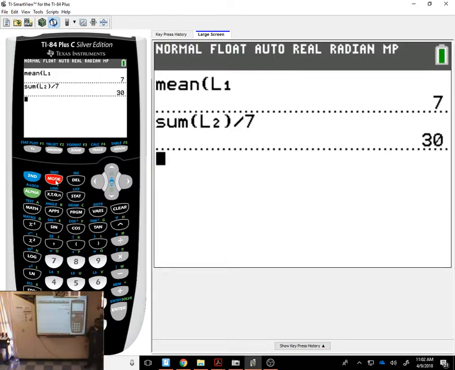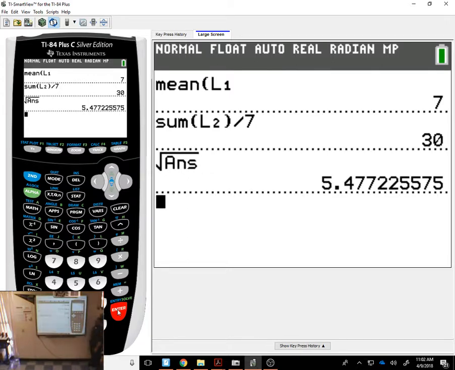Okay, so am I done? Do I have my standard deviation? No. What should I do then? Square root that. This is how I do it. I go second square root, second answer. And there it is, guys: 5.477. Second square root, and I threw the answer in there. So second answer.